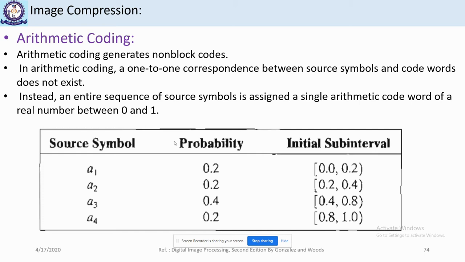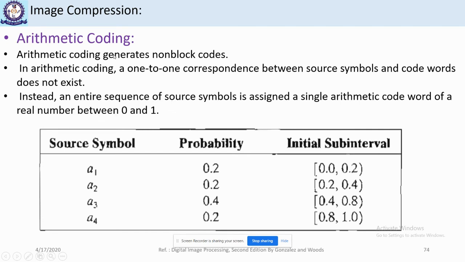Now this is not the case in arithmetic coding. In arithmetic coding, a one-to-one correspondence between source symbols and code words does not exist. That means there will not be a single code for a single symbol. What we do in arithmetic coding is that an entire sequence of source symbols is assigned a single arithmetic code word. That means a message has a sequence of source symbols, and that message will be assigned a single arithmetic code, which will be between 0 and 1.